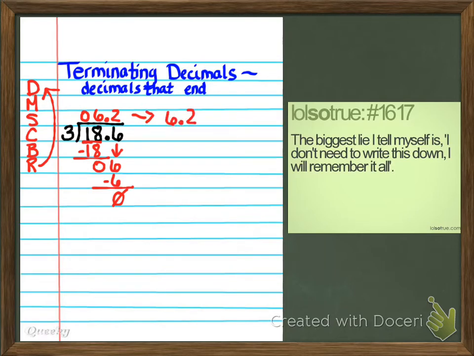Now whole numbers are not written with zeros in front of them. So even though I did that over in my problem to hold the place value, when you go to rewrite your answers, don't put a 0 in front of the 6. So now this is an example of a terminating decimal.